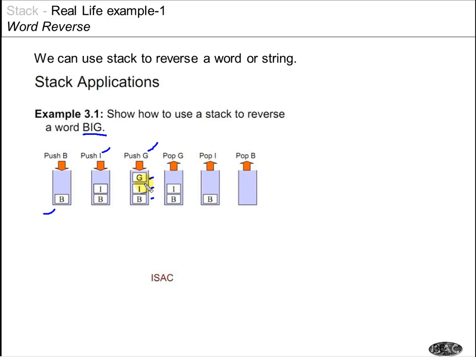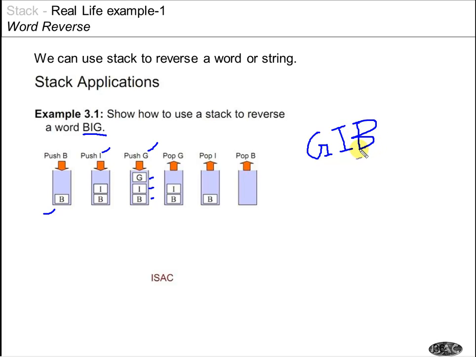Now when I want to pop out, I will pop G, so it will write G like this. When I pop out, I will start writing. Then it will pop out I, so it will write GI. Then it will pop out B and it will write GIB.